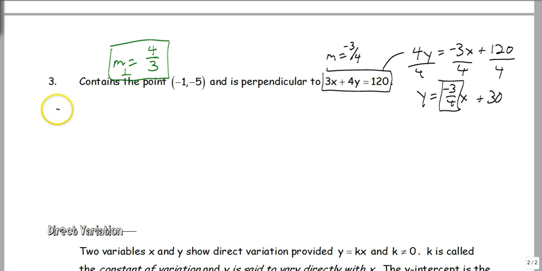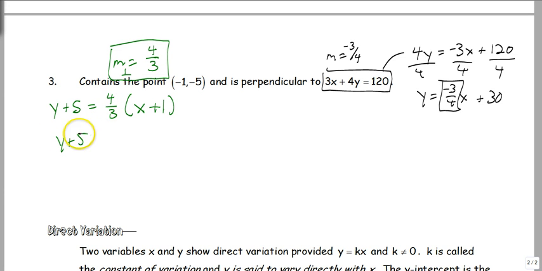Again, start with point slope form. Y minus y1, well, it becomes a positive 5 is equal to my slope that I want to use. I want to use the perpendicular slope. X minus a -1 becomes positive 1. And there's point slope form. We just have to follow through to get it to slope intercept form now.